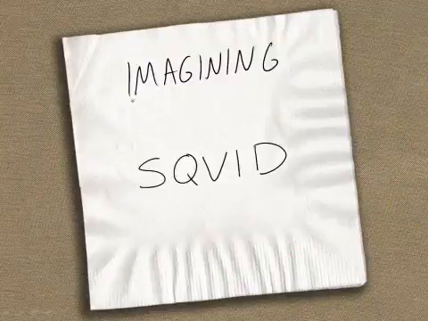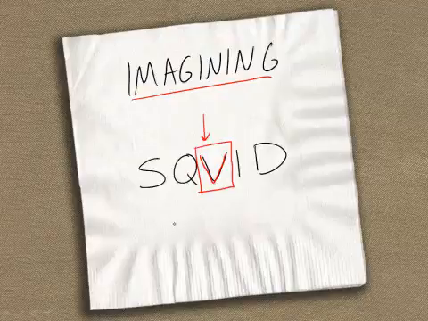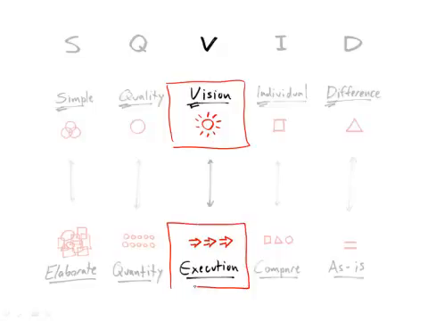This lesson, we're still in imagining. We're still focused on the squid, and now we're on letter number 3 in the squid, the V, which, as we remember, stands for vision. And the question that we're asking ourselves when we think about vision is, are we interested in showing where we're going, the vision, or are we interested in showing the execution, how we're going to get there?